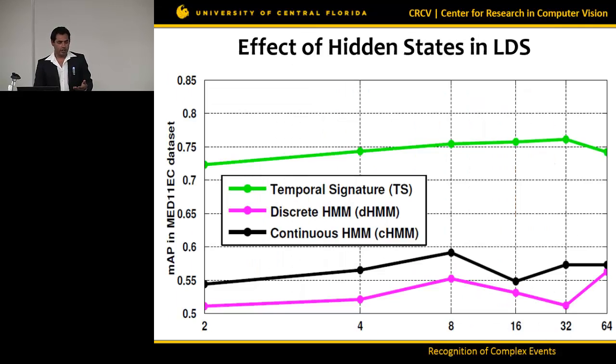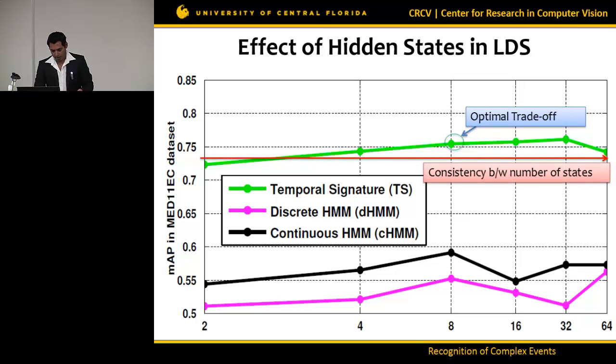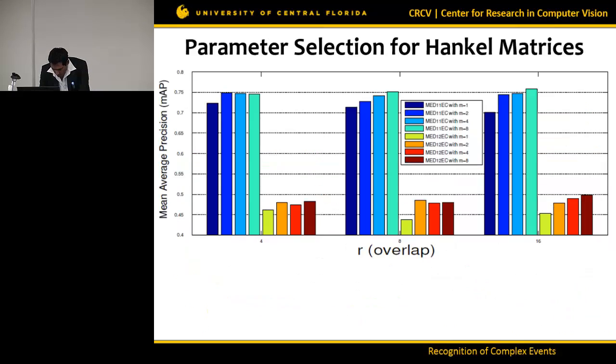Now, here are some experimental details on how the number of states that you select for formulating this linear dynamical system affects the representation. You can see this is the optimal trade-off for the temporal signature-based approach. We can also observe that it is consistent across the number of states, not too much difference, unlike what you observe for those baseline methods, those two curves.